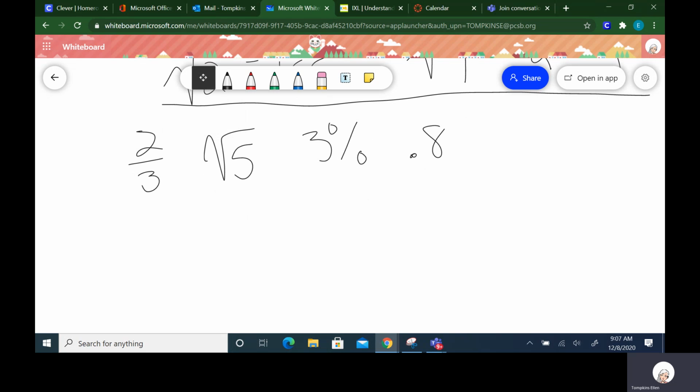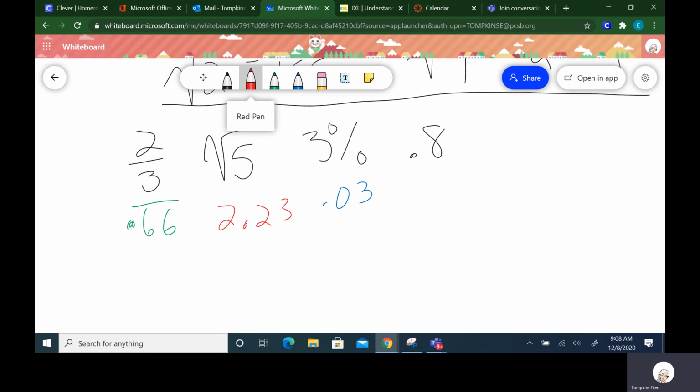So 3% is 0.03. 2/3 is 0.66 with the bar on it. It's that repeating one. And then for the square root of 5, I actually have to put it into a calculator and hit the square root button, and I'm going to get 2.23. All right, let me change that color so you see it better.